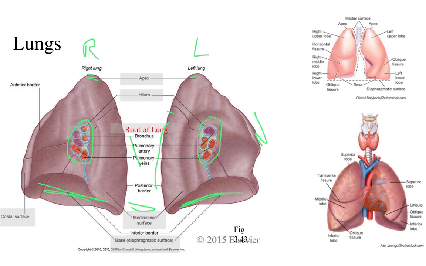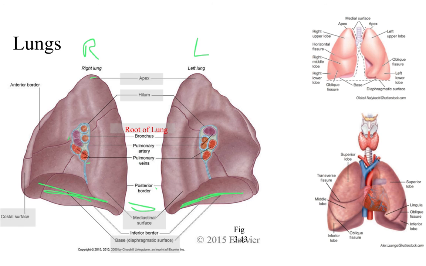As far as the root of the lung goes, notice that you have the bronchi right here. Here are your bronchi. Here are your pulmonary arteries bringing deoxygenated blood into the lungs, and here are your pulmonary veins bringing oxygenated blood out of the lungs and back to the heart.